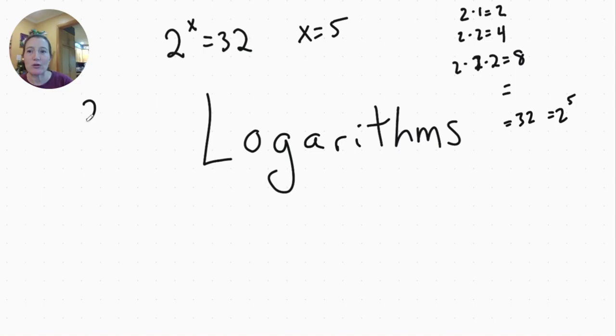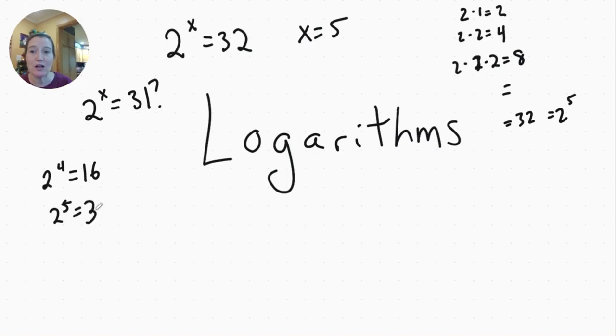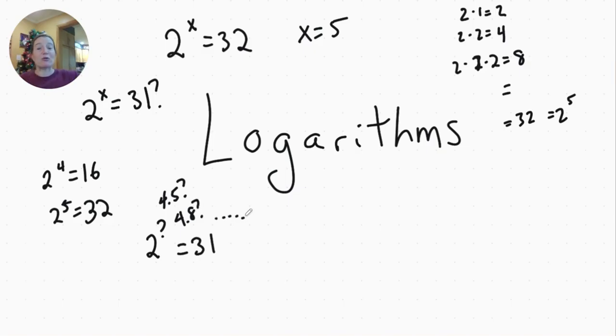But what if I asked you 2 to the x equals 31? Now this is no longer a whole number power. I know that there is one, like 2 to the 4 is 16 and 2 to the 5 is 32, so it's reasonable that there is some power that I can raise 2 to and get the number 31. But is it 4.5? Is it 4.8? Is it some ridiculously long decimal that has 50 million places, or something that's even an infinitely non-repeating decimal, an irrational number like pi or the square root of 17? So how I find that is by using a logarithm.